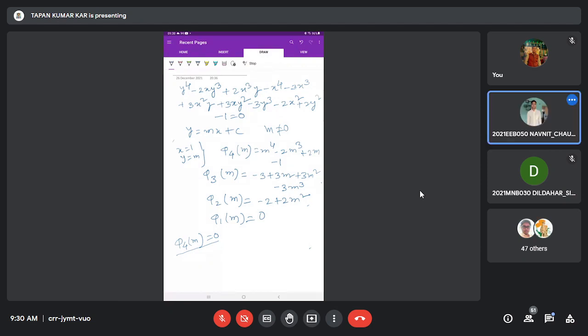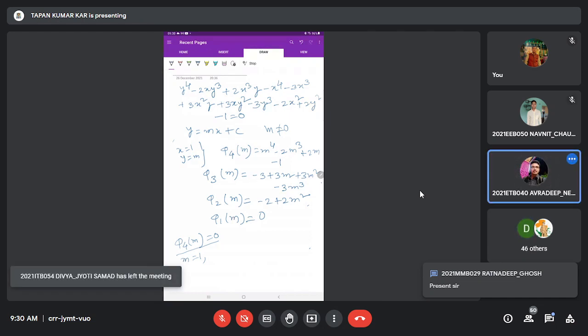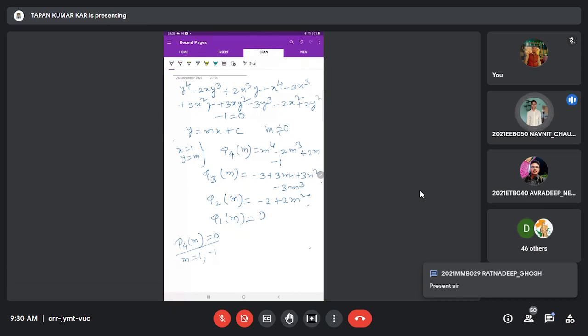One, sir. Okay, one value is 1, but it is a 4-degree equation. Minus one. Yes, sir, minus 1. Okay. So one root is 1, another root is minus 1, but it is a 4-degree equation. Still there are 2 roots remaining.